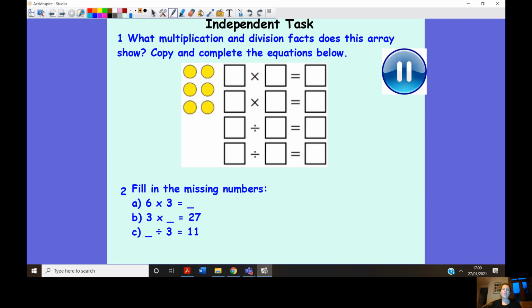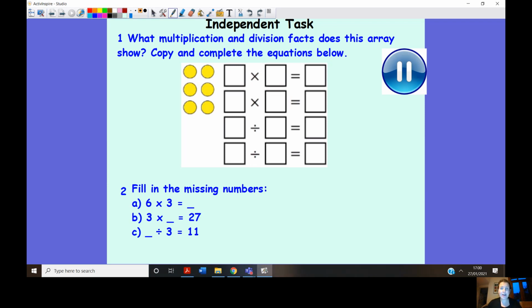Now it's your turn. So I want you to look at the array and then copy and complete the 4 equations which are linked to this array. Then you've got some missing number 3 times tables equations underneath. Press pause to complete the activity and press play when you're ready to carry on.